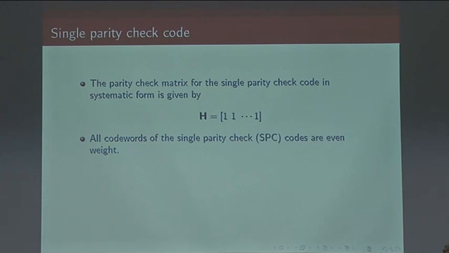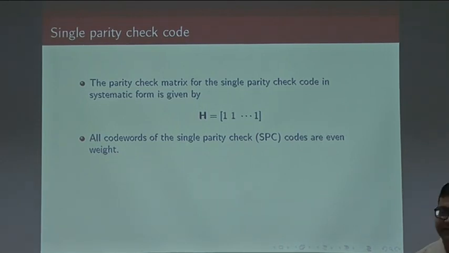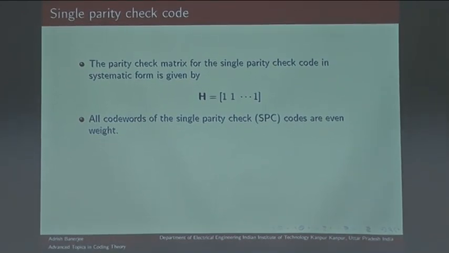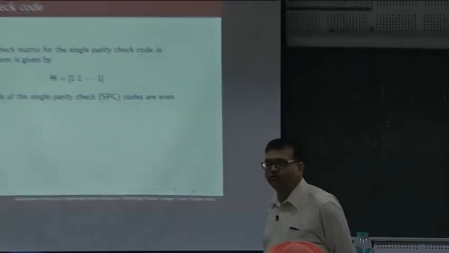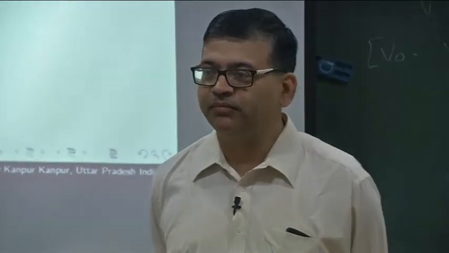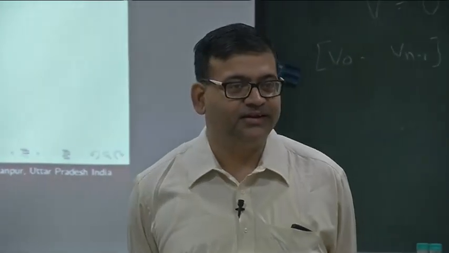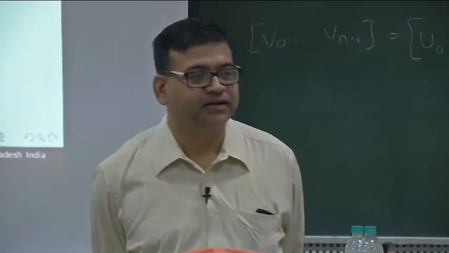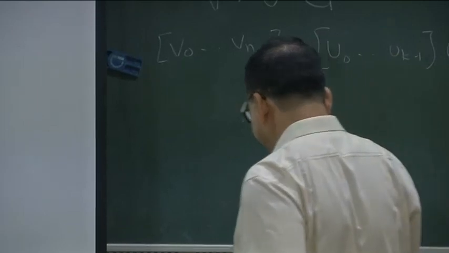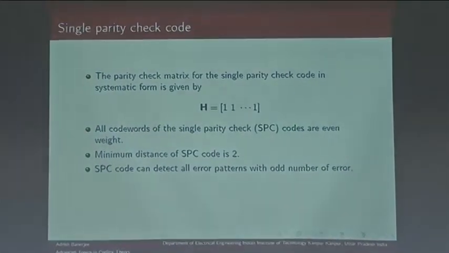What is the minimum distance of this code? You have your H in front of you. Exactly, because 2 columns add up to 0. So, the minimum distance is 2. If the minimum distance is 2, how many errors can it detect? 1, right? And how many errors can it correct? 0. It cannot correct any error.